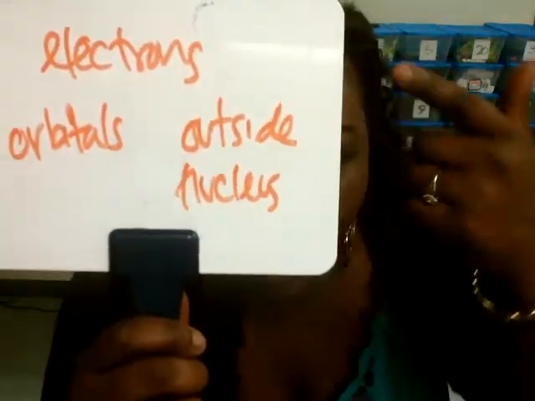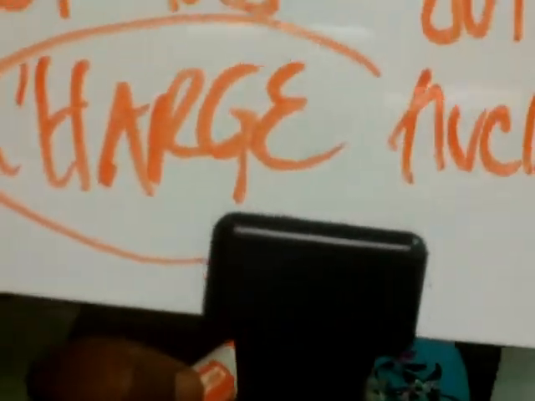All right? So, electrons, right? They're in orbitals. They're outside the nucleus. Well, Ms. Baldwin, what do they do? I'm going to tell you. They add something we call, can you see it? Charge. That's right. Electrons add charge.